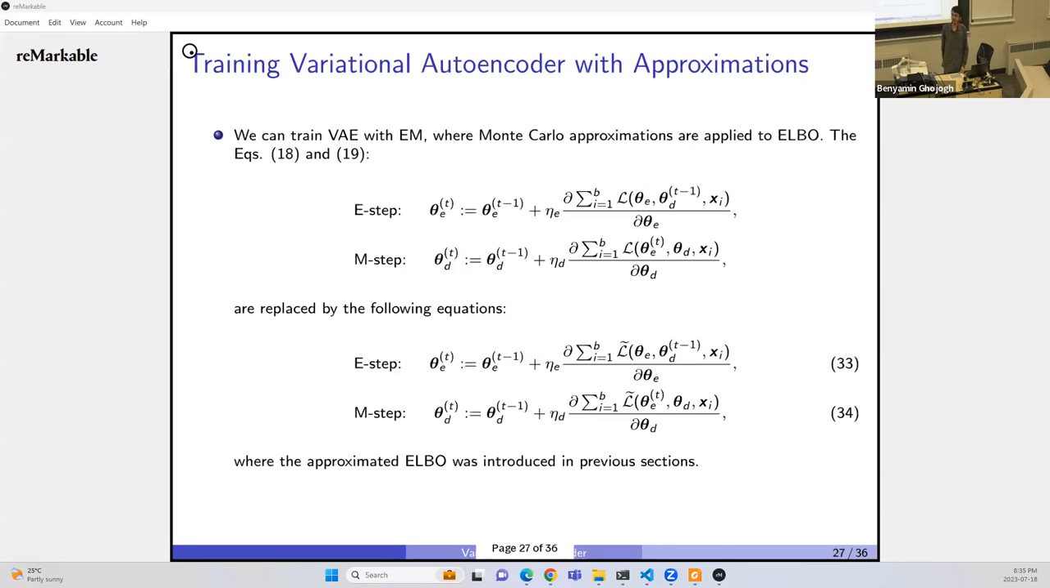Interesting. Now you understand why mostly in variational autoencoders, we use a Gaussian distribution as a prior, because it simplifies it. We can train a variational autoencoder with expectation maximization. It is possible where Monte Carlo approximations are applied to the ELBO, as we discussed. Then equations 18 and 19 are replaced by the following equations. What is the difference between these two? I have replaced L with L tilde, which is the approximated lower bound using Monte Carlo approximation. And I do backpropagation.